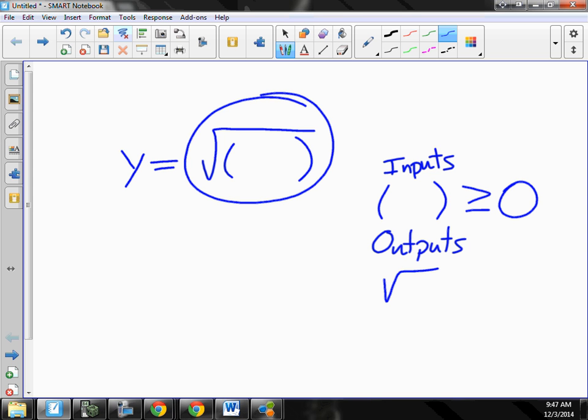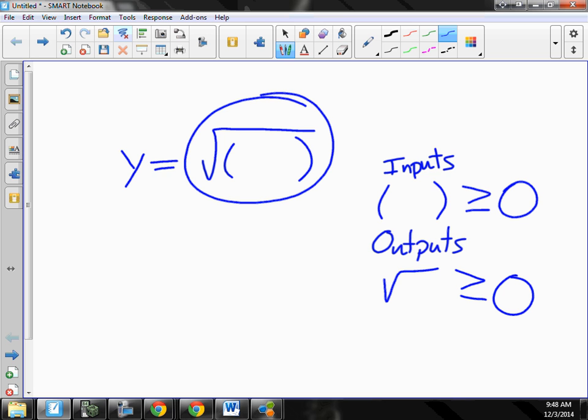Can I get a negative number? Can you square root a number and get a negative number? No. Can I square root a number and get a 0? Yes. Can I square root and get a positive number? Yes. So the output is also greater than or equal to 0.